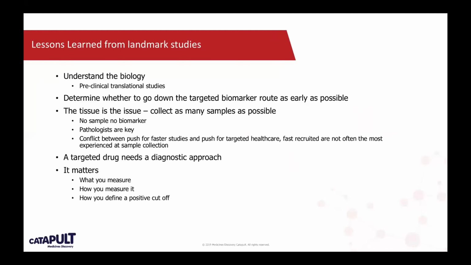So the lessons learned are to really understand the biology, to carry out those preclinical translational science experiments, and always to look at the tissue. So again, samples are everything. If you don't have samples, there is no way you can test a biomarker. And making sure you have really good quality samples allows you to really give that biomarker a chance to show its predictivity. So it does matter what you measure, how you measure it, and how you define your positive cutoff. With things like Herceptin, as I mentioned before, you need high levels to work, but there is a cutoff point. So how do you define that cutoff to say you have to be above this level to be able to respond?